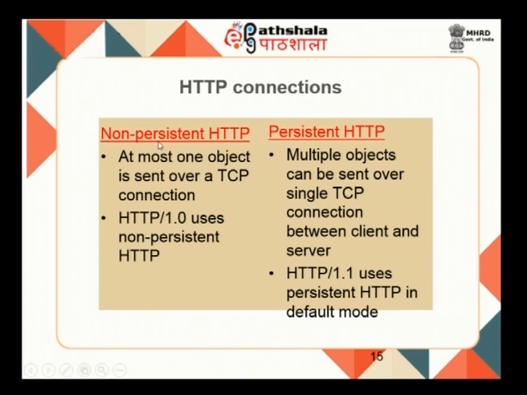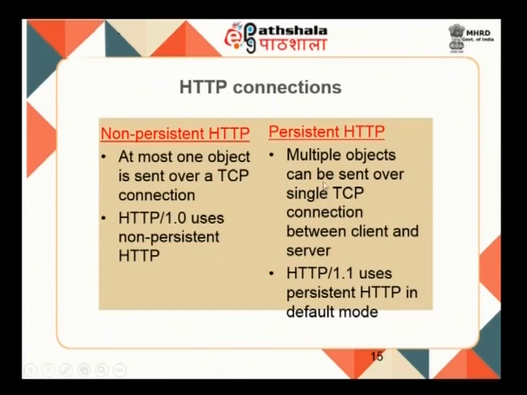When you have a non-persistent connection, only one object can be sent over a TCP connection. At most, one object can be sent over a TCP connection. Our older protocol, that is the HTTP 1.0 version, uses non-persistent HTTP. In this case, you would send out one request for the main page, and that happens on one TCP connection. Then once you identify that there are a number of objects to be retrieved in that particular page, for each of those objects a fresh TCP connection has to be established, a connection request has to be sent, then the request for the object has to be sent, and then the object will be served from the server. So, for every object there will be a delay.